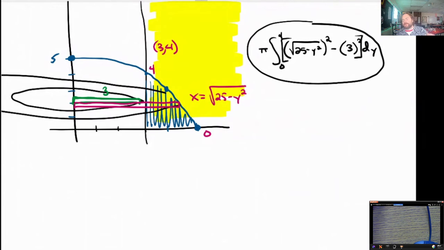I know there's a squared right there that cancels out the square root. I don't care. The job was to set it up, and so I think we set it up. That's it. I don't think it's necessary to go any further with this one.